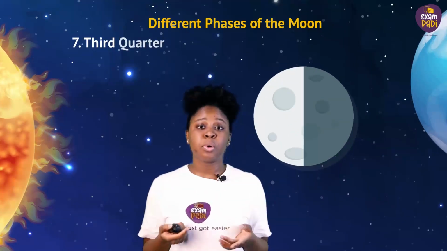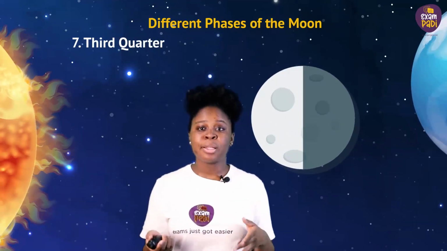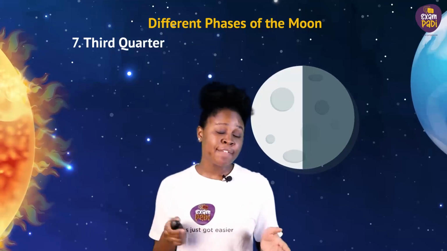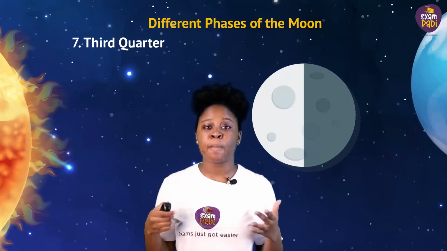Number 7, third quarter. This phase occurs when the moon has completed 3 quarters of its orbit around the Earth, and half of the illuminated side is visible from Earth.